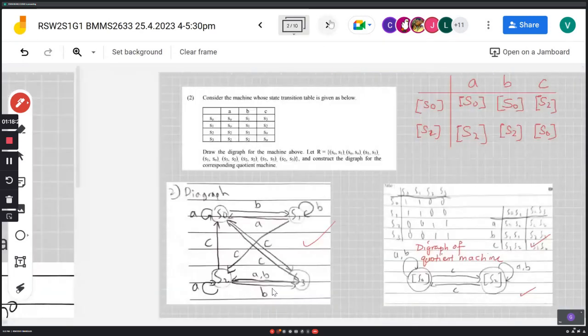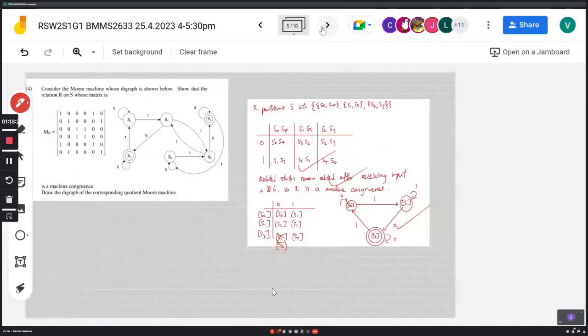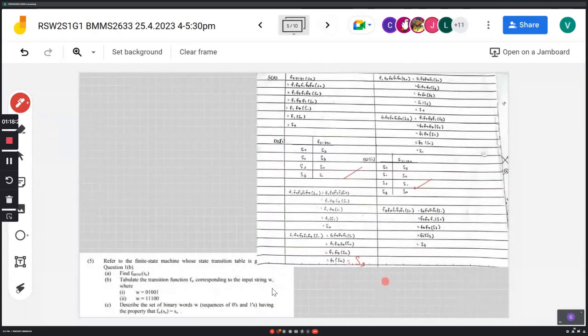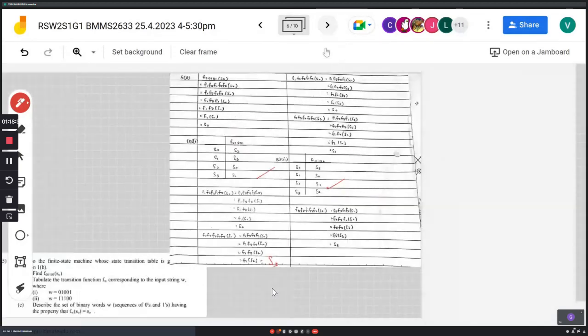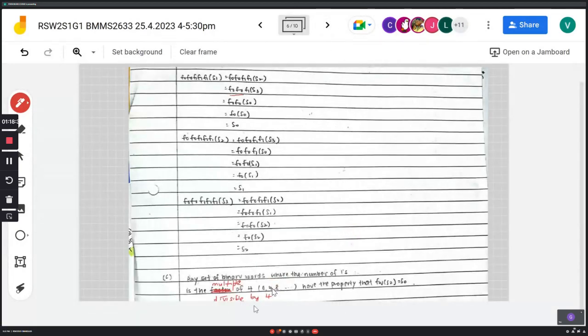Just now that one. Why we write it as the number of 1s is divisible by 4, and why we write it as a multiple of 4, so that the final answer will always go back to S0.